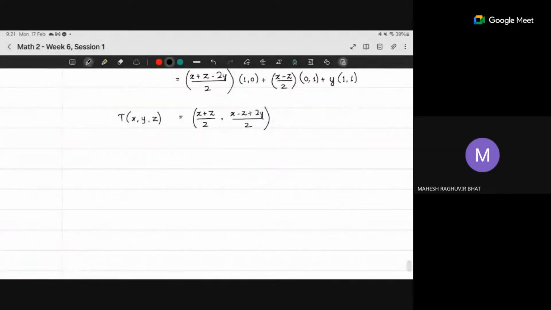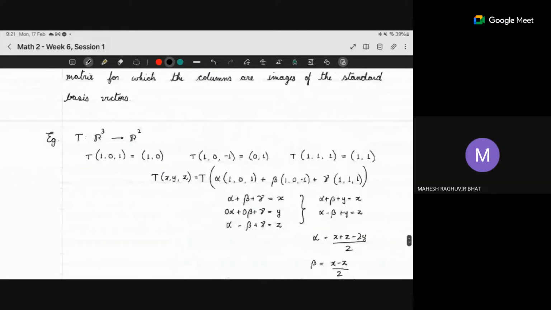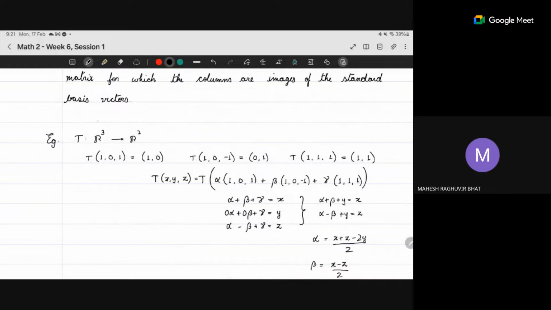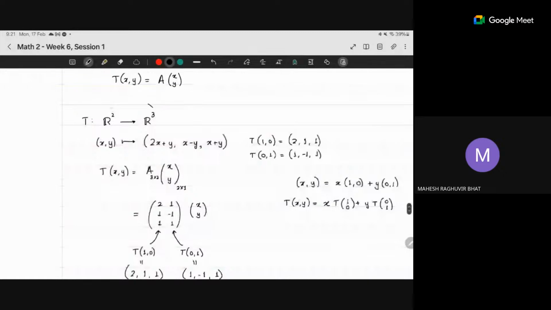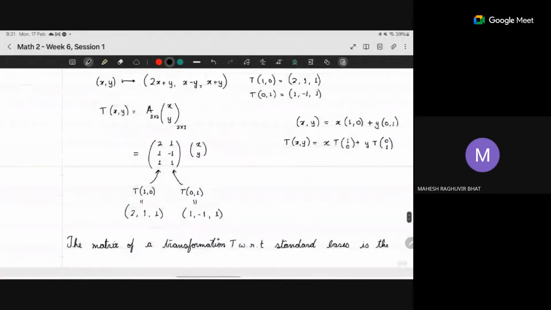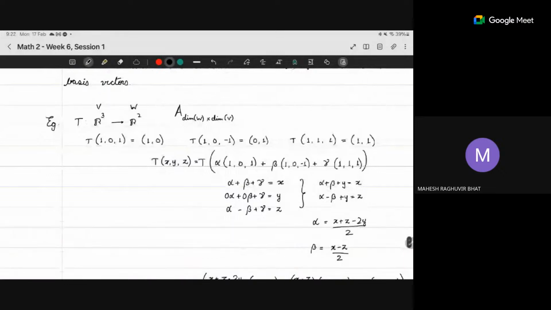Next, let's see what the matrix of the transformation is. To see the matrix of the transformation, one more thing: if you have R3 to R2, the dimension of the matrix of the transformation will be dimension of codomain cross dimension of domain. Let's say this is V, this is W. As we saw over here, this was a 3 cross 2 matrix, right? It's codomain cross domain. That will be the dimension always. In this case, we'll get a 2 cross 3 matrix as the matrix of the transformation.